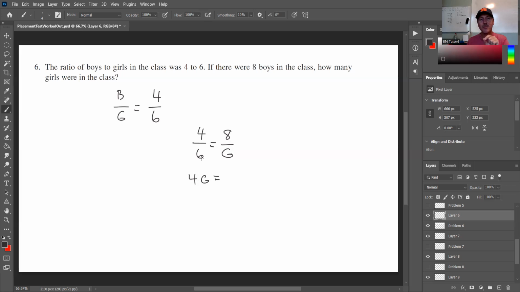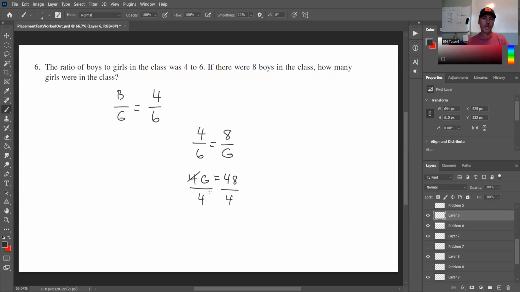And then the other thing that we want to do is take the denominator of the left side and multiply that times the numerator of the right side. All right, so that's going to give us 6 times 8, which is 48. Really simple equation for us to solve. 4G equals 48. We're just going to divide both sides by 4 to get that G all by itself.